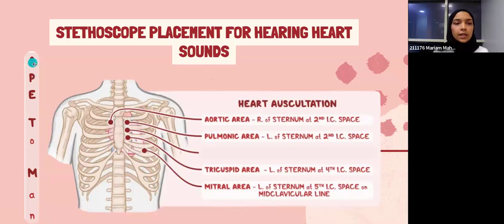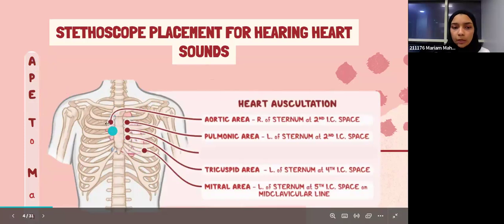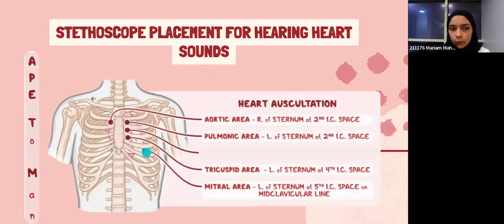Okay, so there's a mnemonic called APE TO MAN to memorize the places of the heart valves. So aortic, pulmonary, tricuspid, mitral. Okay.